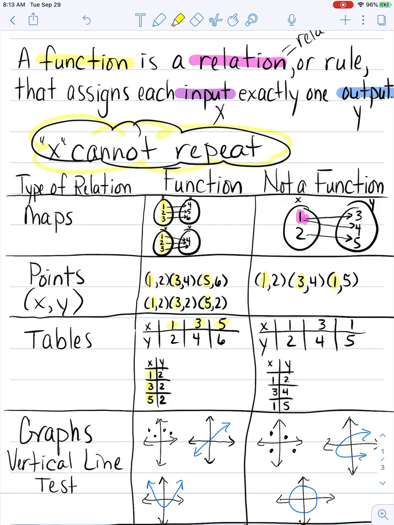Now let's look at the non-examples. So let's look at the x values. Already I see 1 repeats. Same thing here. 1, 3, 1. Under the x, 1 repeats. That's why it is not a function.